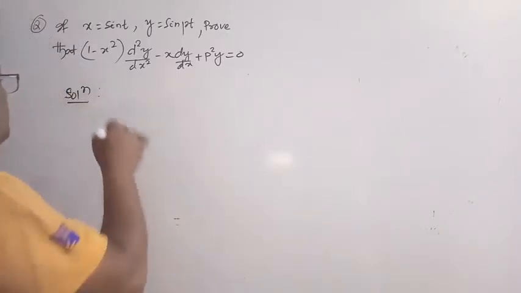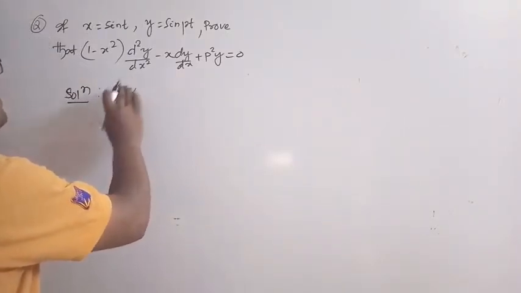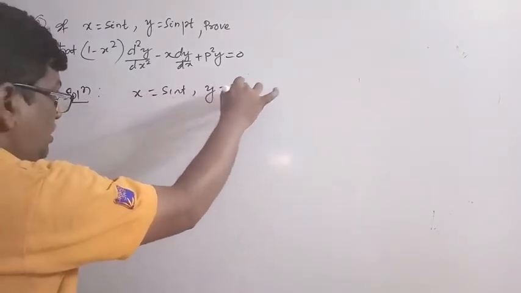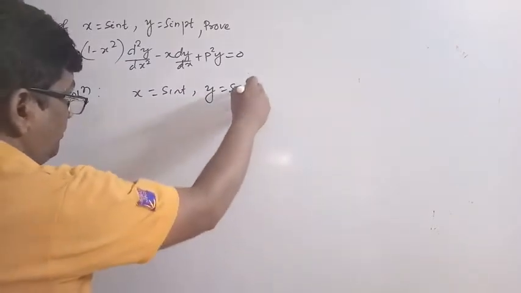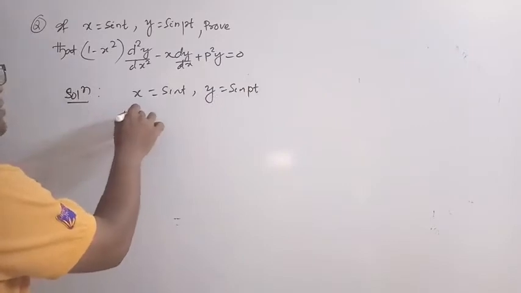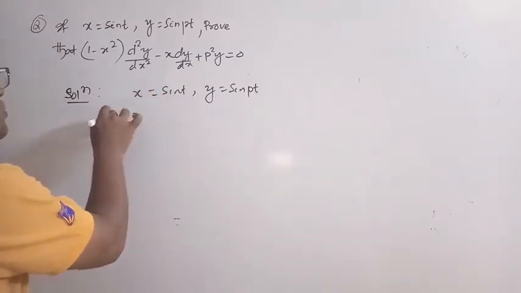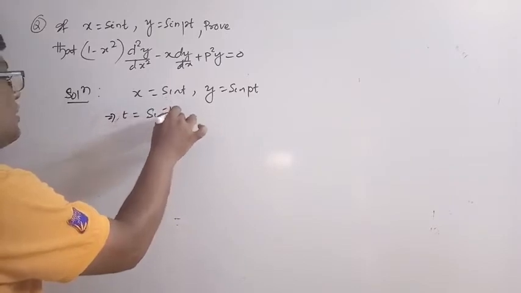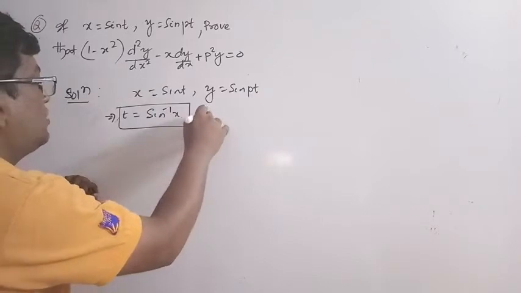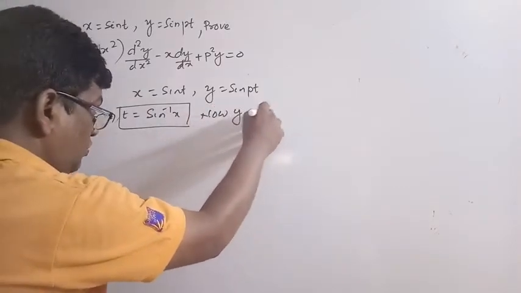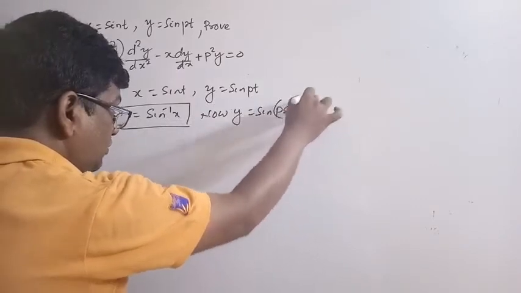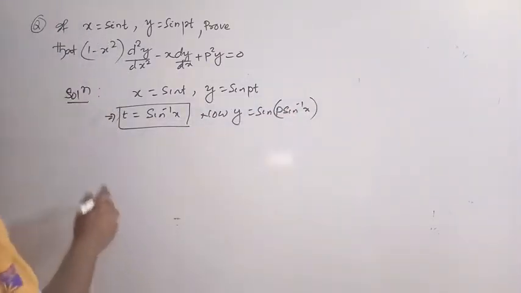What I will do, what is here? x is equal to sin t, y equal to sin pt. Then t is equal to sin inverse x. Okay, so t equal to sin inverse x. Now y is equal to what? Now y is equal to sin of p sin inverse x. Okay, now find y1.